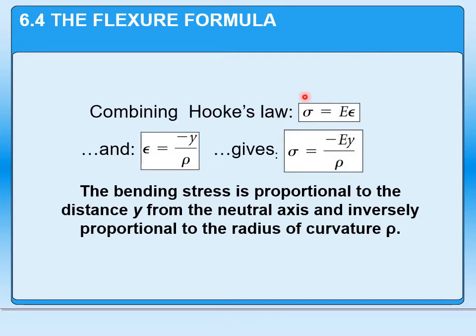So here we go. We have our stress is equal to modulus times strain, and we know that strain is equal to minus y, the vertical position, divided by rho, rho being our radius of curvature. When we combine those two, it shows us that stress is going to be equal to negative times the modulus times y divided by rho. And what this essentially means is, much like our strain, we can show that bending stress is proportional to the distance from the neutral axis. Again, we use that negative sign to correct for the tension versus compression, and it's going to be inversely proportional to the radius of curvature rho.